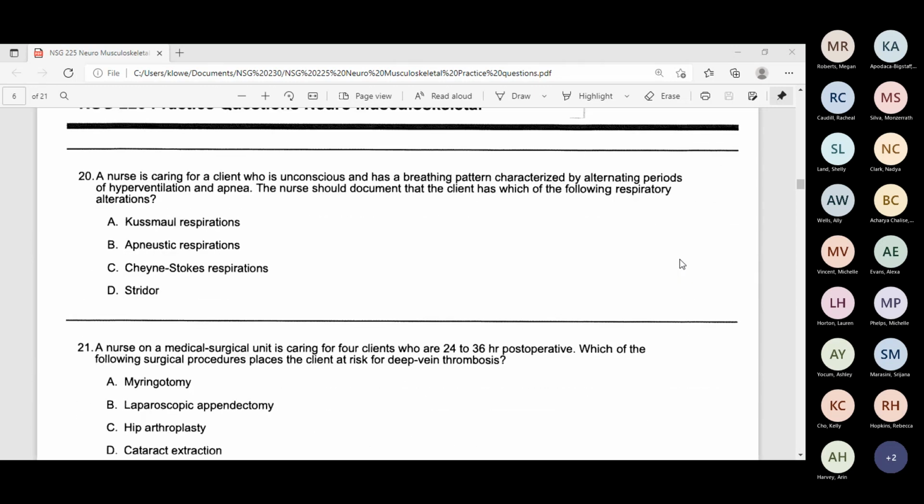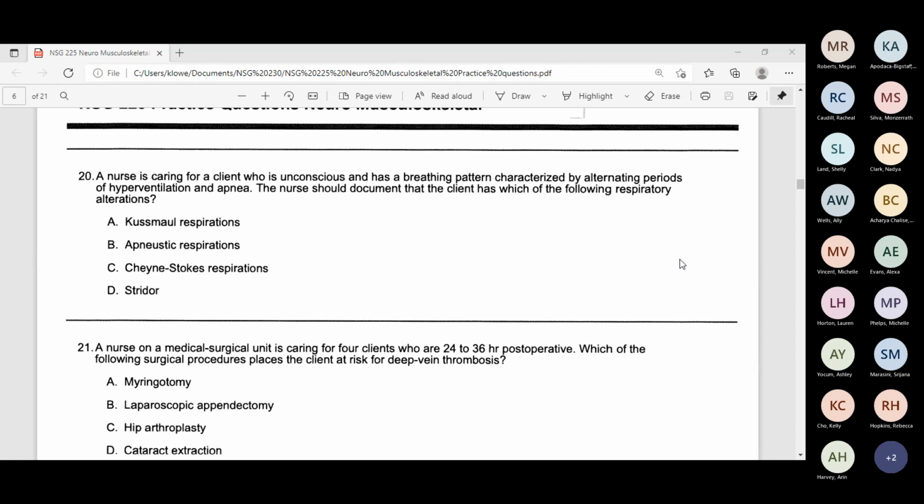A nurse is caring for a client who's unconscious and has a breathing pattern characterized by alternating periods of hyperventilation and apnea. The nurse should document that the client has which of the following respiratory alterations? Cheyne-Stokes. Yep, the Cheyne-Stokes respirations.